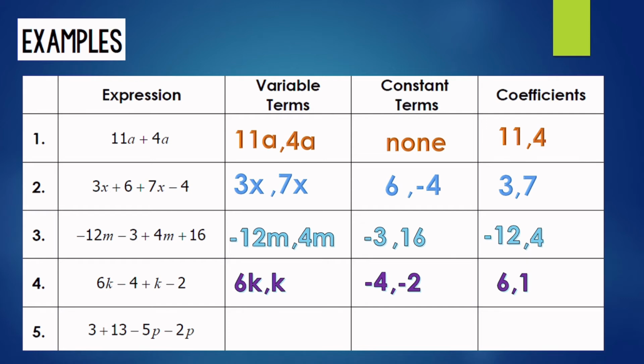Variable terms in this next one: -5p and -2p. Again, that subtraction sign has to go with what's behind it. That makes the term negative. My constants would be 3 and 13 because that's what doesn't have a variable to it. Now my coefficients, I go back to that first column, would be -5 and -2. So do you see how you're going to do this?